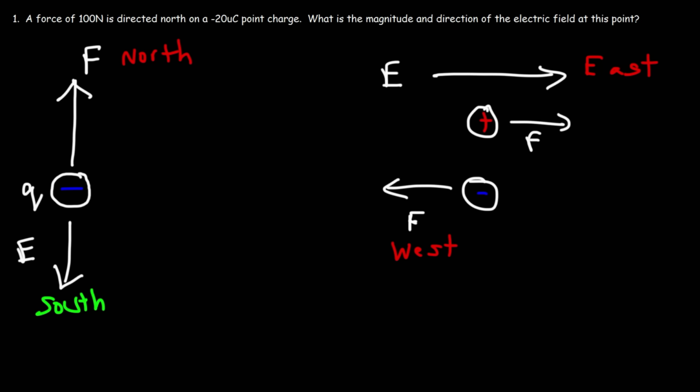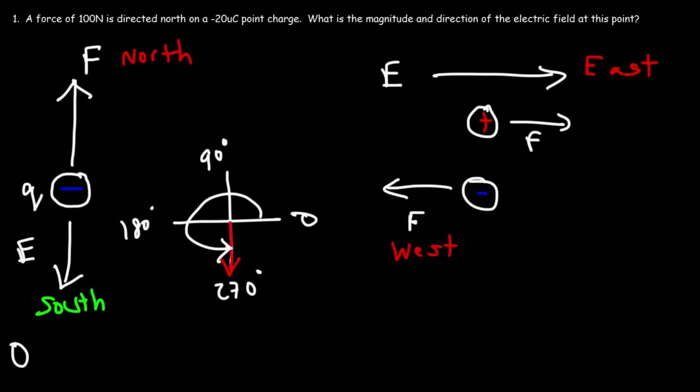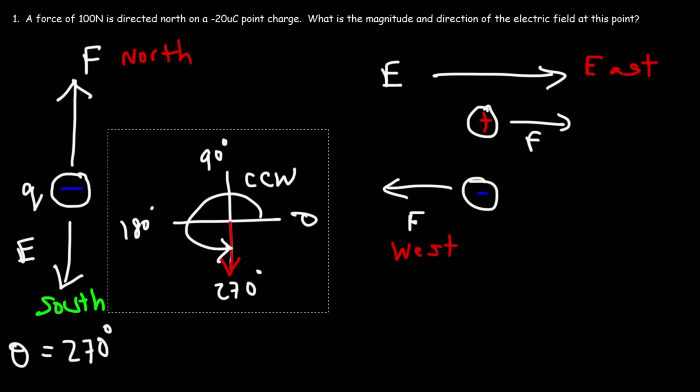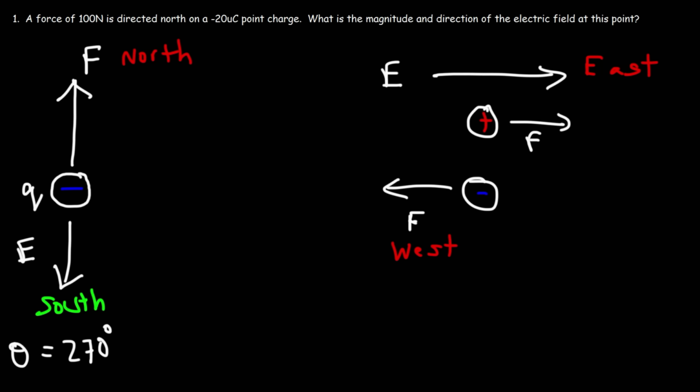Now, if we want an angle, we can draw this. This is 0, 90, 180, 270. So the electric field is directed along the negative y-axis. So we could say that it's at an angle of 270 degrees relative to the positive x-axis. And that is in a counterclockwise direction. So those are the ways in which we can describe the direction of the electric field. We could say it's due south, or it's at an angle of 270 degrees.